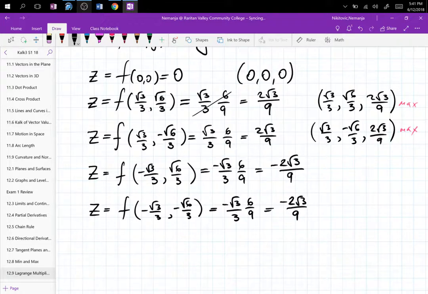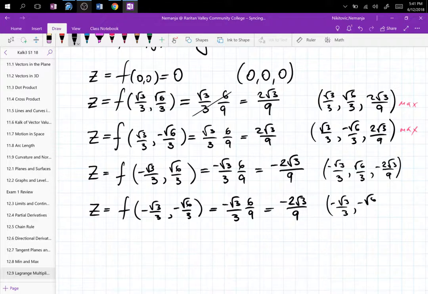Now we had 2 points. That's fine. Remember, the sine function is reaching 1 many times, and each one of those is the absolute max. So yeah, you can have multiple points that have the same value. Then we have negative root 3 over 3, root 6 over 3, negative 2 root 3 over 9, and negative root 3 over 3, negative root 6 over 3, negative 2 root 3 over 9, both of which are minimum.